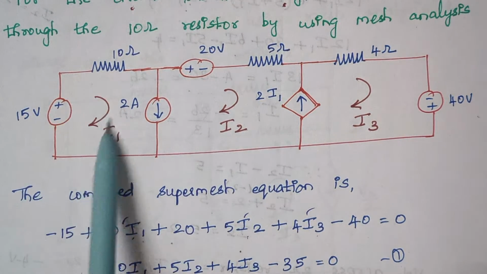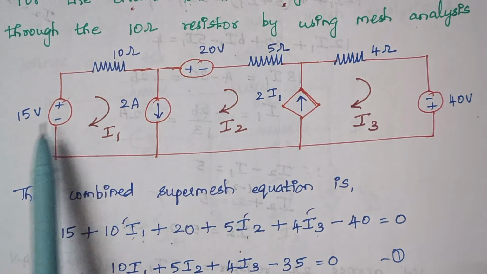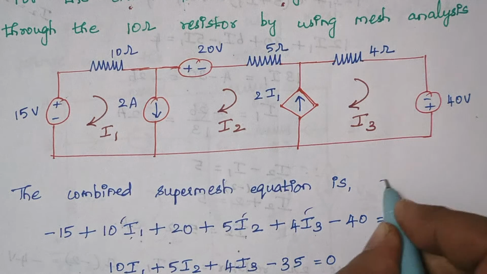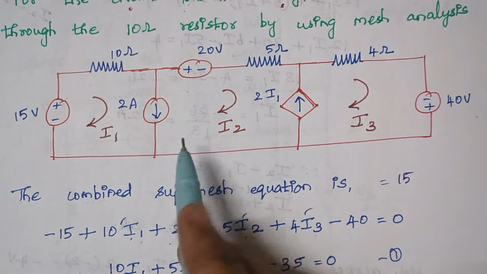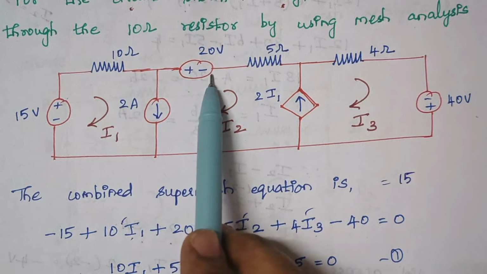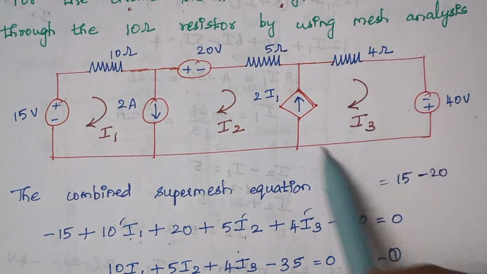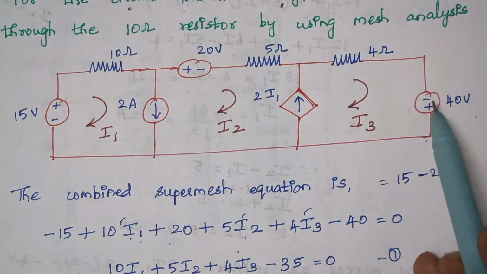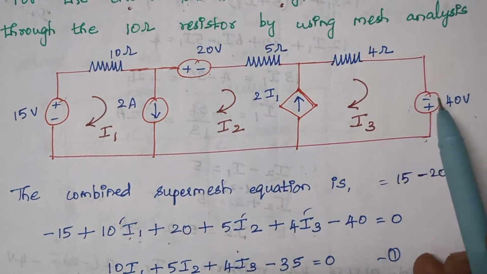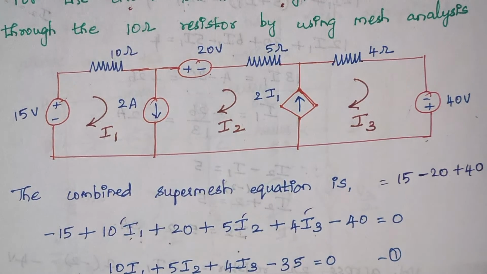Here the current flows from minus to plus, therefore it is a plus voltage source, which is 15 volt. In the second loop, the current flows from plus to minus, therefore it is minus 20. Again in the third loop, the direction of current flow is from minus to plus, so it is plus 40.